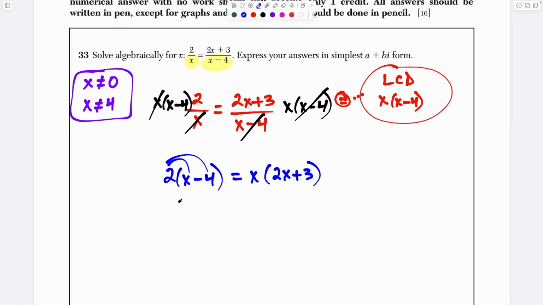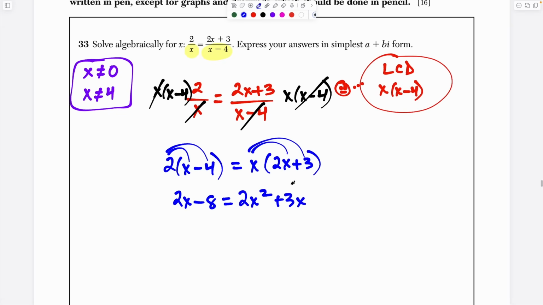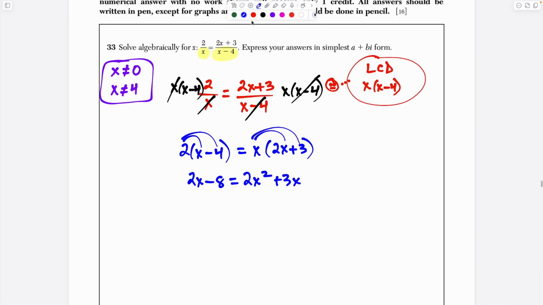So we distribute, and we get 2x minus 8 equals x times 2x, which is 2x squared, and then x times 3 is 3x. Now we have a quadratic equation, so we should move everything to one side. I'll move everything over to the right side. I'm going to go minus 2x on both sides, and I'm also going to go plus 8 on both sides. So now we have 0 equals 2x squared, and then 3x minus 2x is x, so we get plus x, and then plus 8.